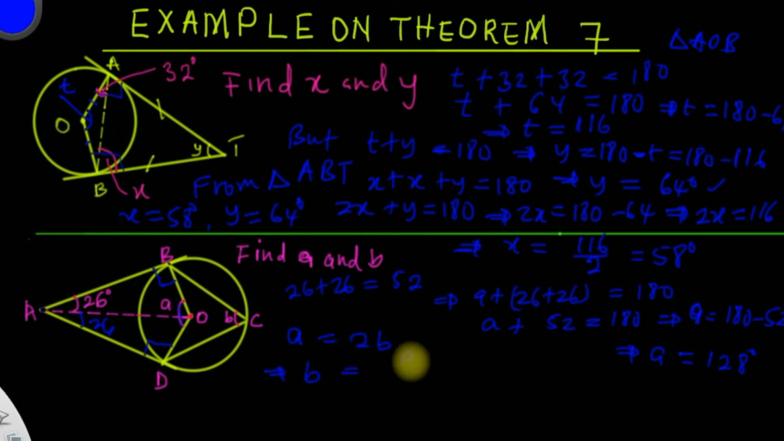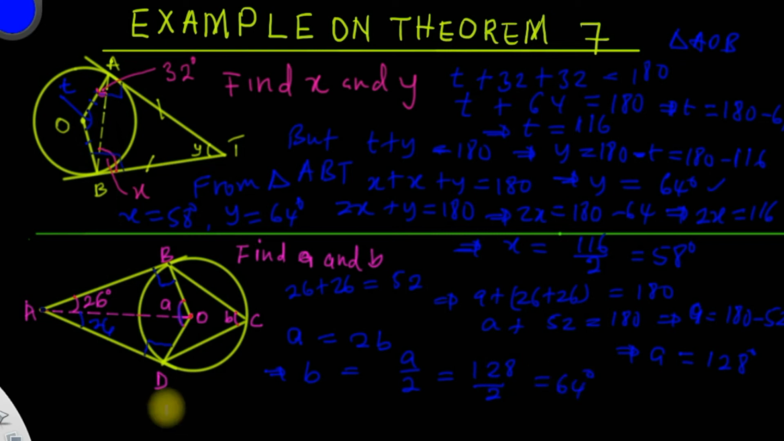A over 2. A is 128, so 128 over 2. So 2 goes into 12 six times, and then 2, so this is 64 degrees.